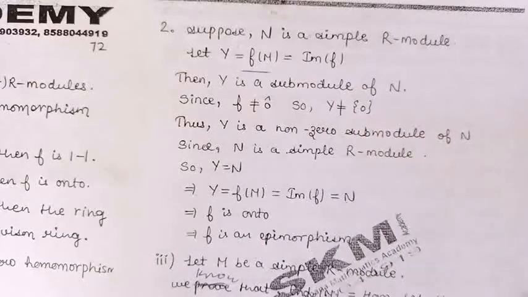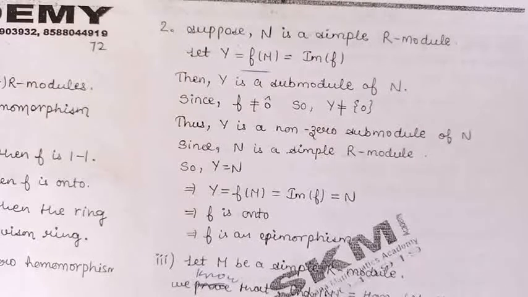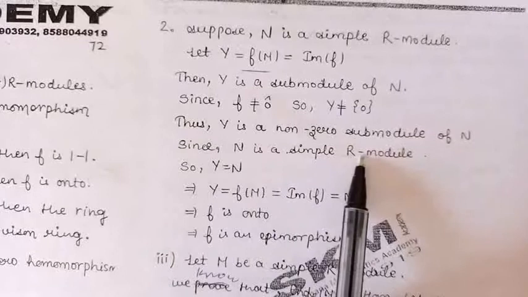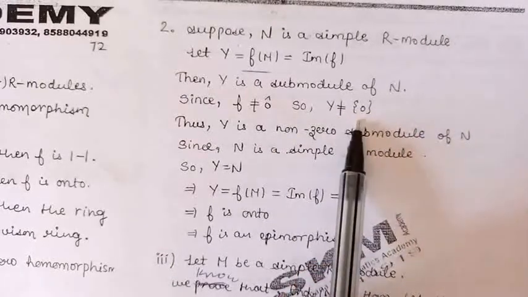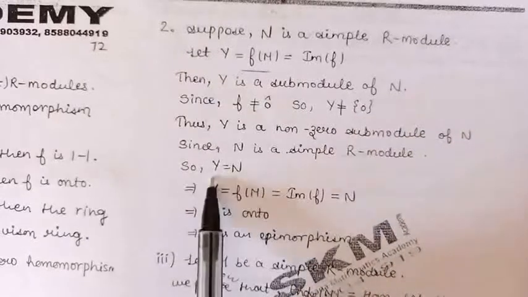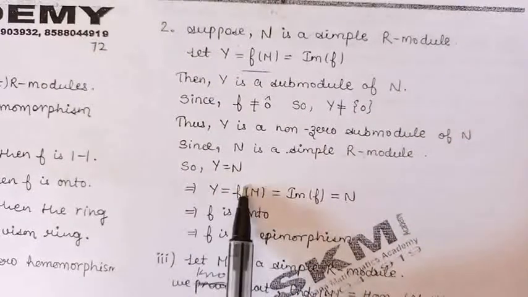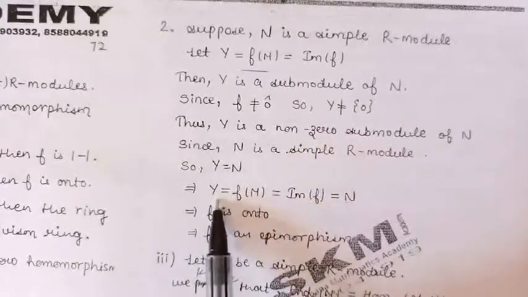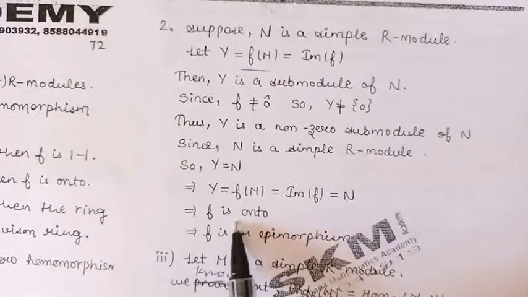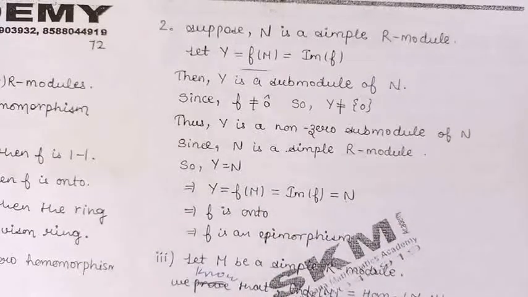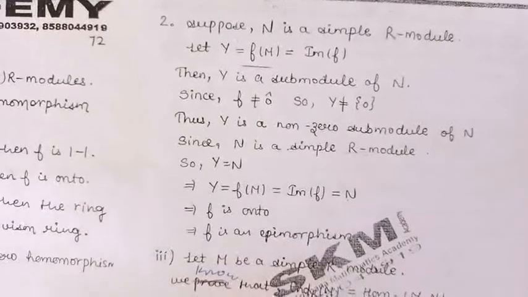Now, because N is simple, it has only two submodules. So either that will be 0 or equal to N. And here, because Y is not equal to the 0 module, Y will be equal to N. And Y is the range of homomorphism f. And because the range of homomorphism f is equal to N, by definition f is onto. Now we'll prove the third part.